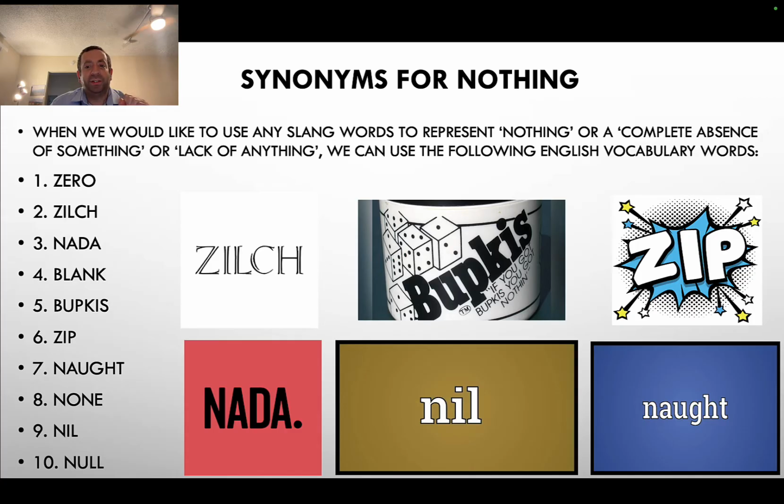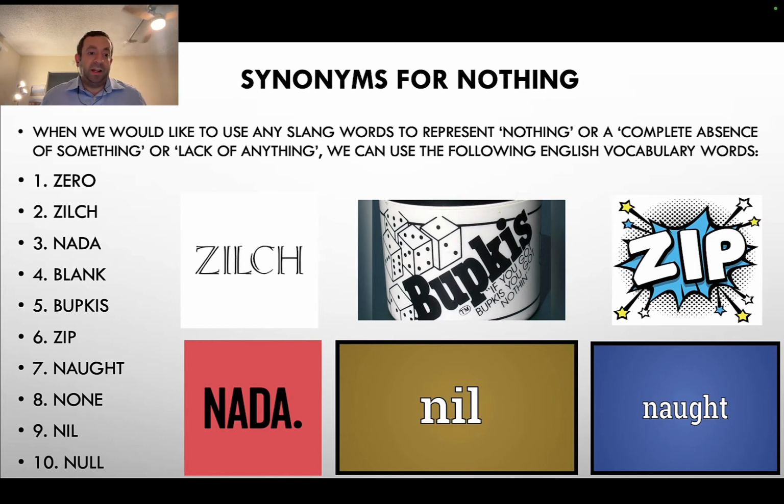5, bupkis, which I believe is a Yiddish phrase. I'm not 100% sure. But if you got bupkis, you got nothing, as the picture here indicates. So bupkis basically means you ran out. You have nothing to use, nothing to do. Bupkis is another word to express we have nothing. We have a complete lack of anything or a complete absence of something. So you got bupkis.